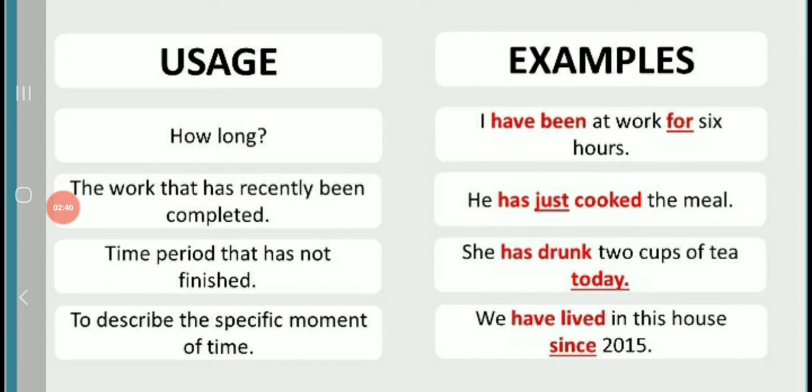The period that has not finished, for that also we use present perfect tense like she has drunk 2 cups of tea today. And to describe the specific moment of time, like we have lived in this house since 2015. These are the purposes to use the present perfect tense.